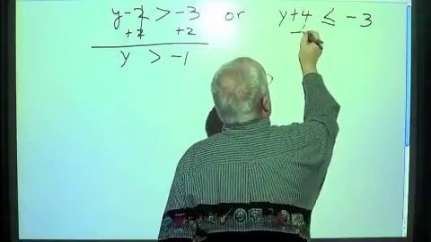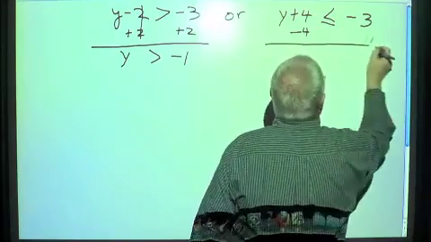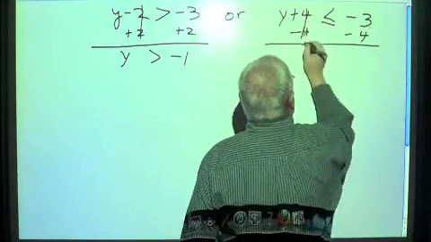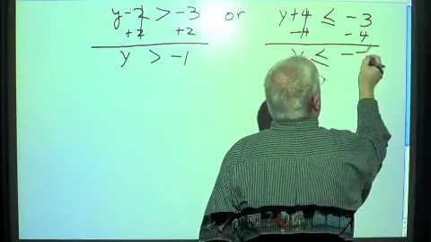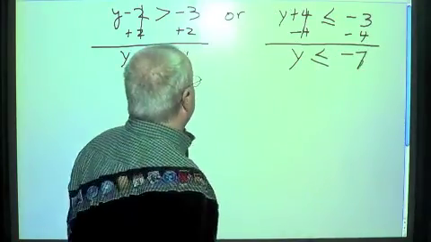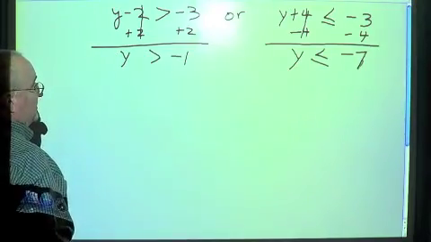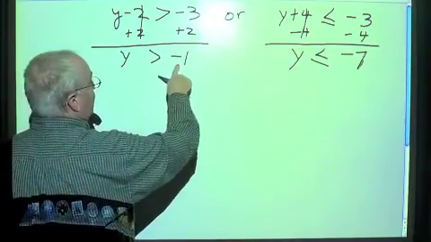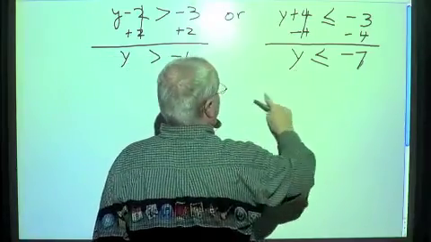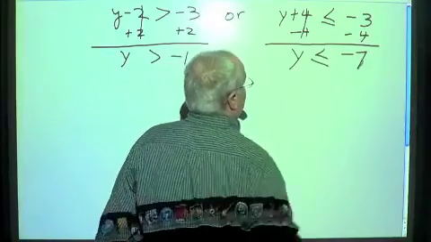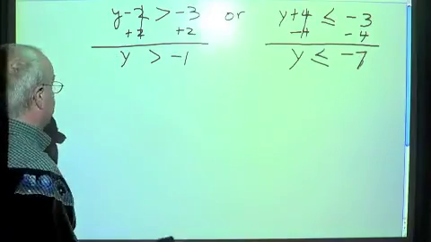What do we do over here? Subtract 4 from both sides. This goes to 0. We're left with y is less than or equal to negative 7. Okay, so now we have our two inequalities. Y is greater than negative 1. Y is less than or equal to negative 7. So let's graph them.